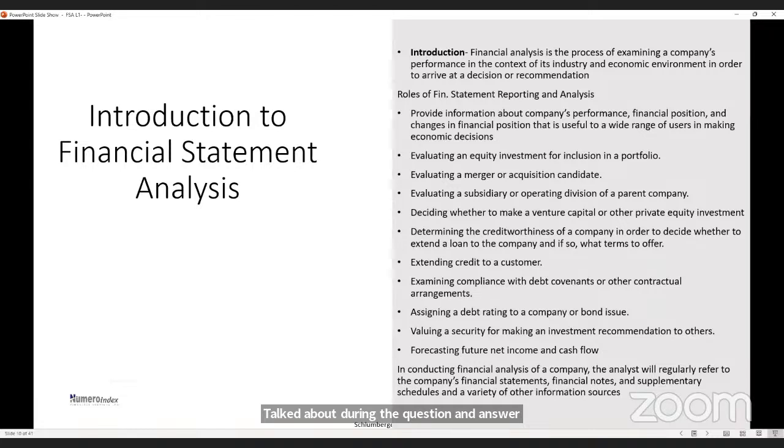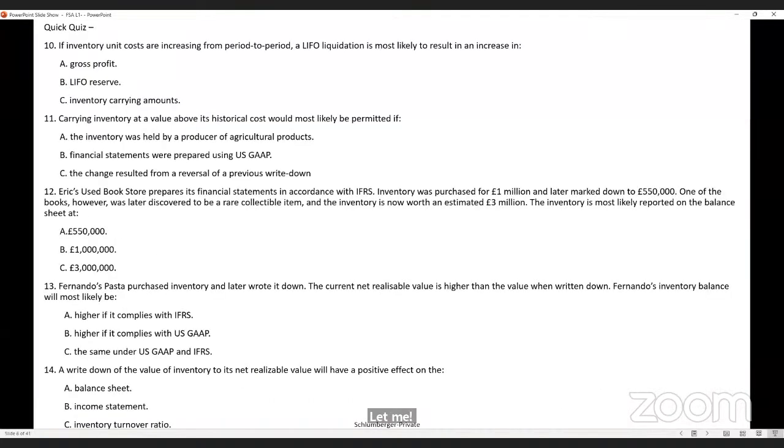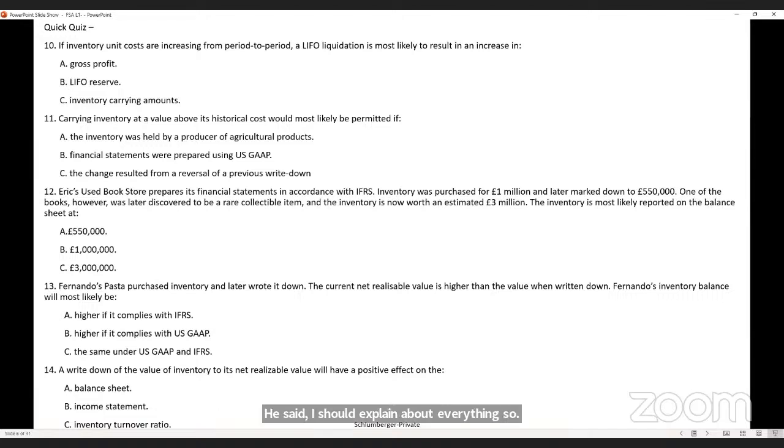Somebody is asking a question. Hold on. Say, explain number 12 again. For number 14, does that imply there is a negative impact on the rest? Let me quickly go back to these questions as you are asking. Number 12, he said I should explain number 12 again. So number 12, if you are complying with IFRS, and your net realizable value is lower than your cost, your inventory is carried at the lower of net realizable value and cost. Then it means that you need to write down your inventory to your net realizable value.